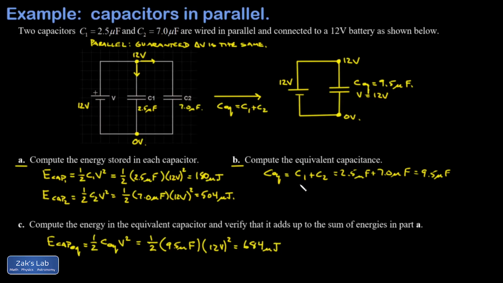In the question, we're asked to verify that it adds up to the sum of the two energies in part A. So I'll just use a little more compact notation here. E1 plus E2 is 180 microjoules plus 504 microjoules, and that is indeed 684 microjoules, so it works.